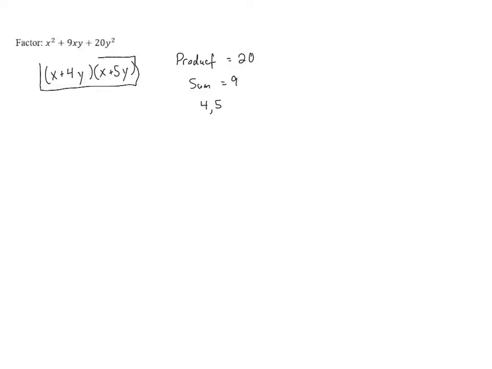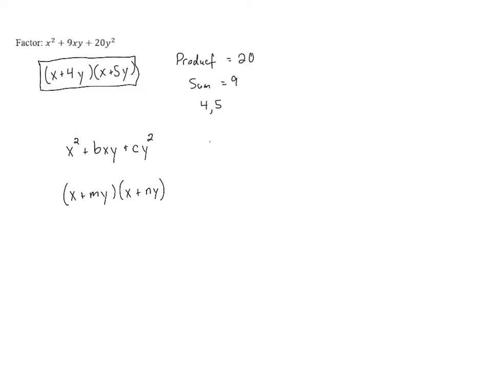And the general rule here is going to be, if we ever have a trinomial in the form x squared plus some number b times xy plus a constant times y squared, whenever we have a trinomial in this form, when we factor it, it's going to be x plus some number m times y times x plus another number n times y.